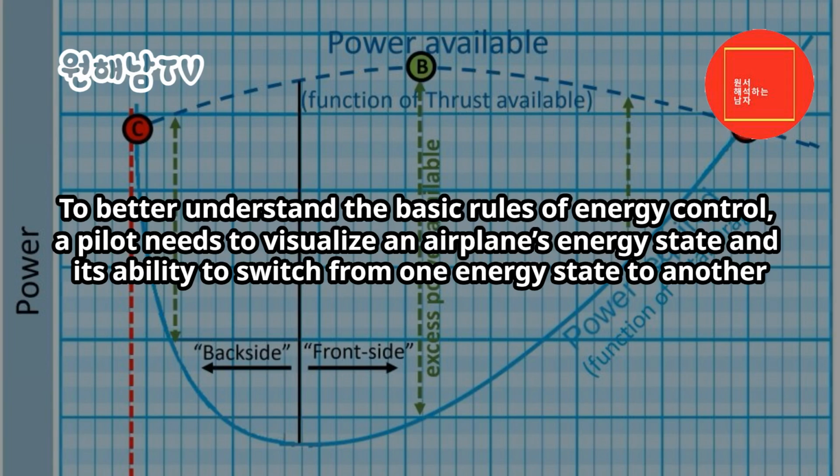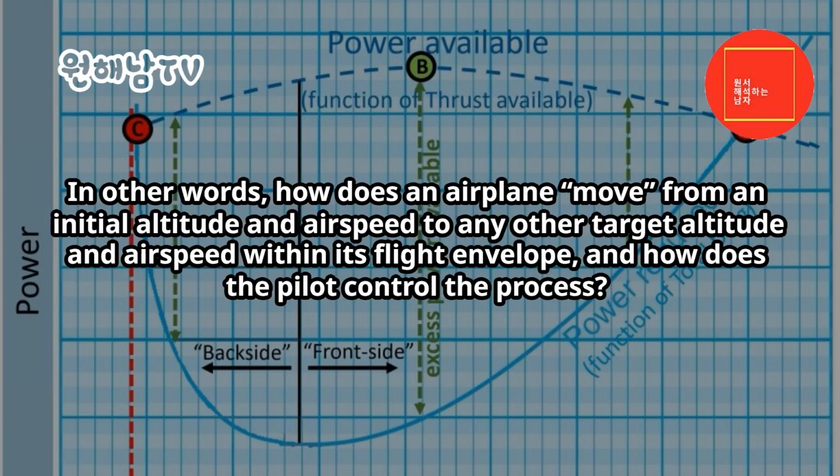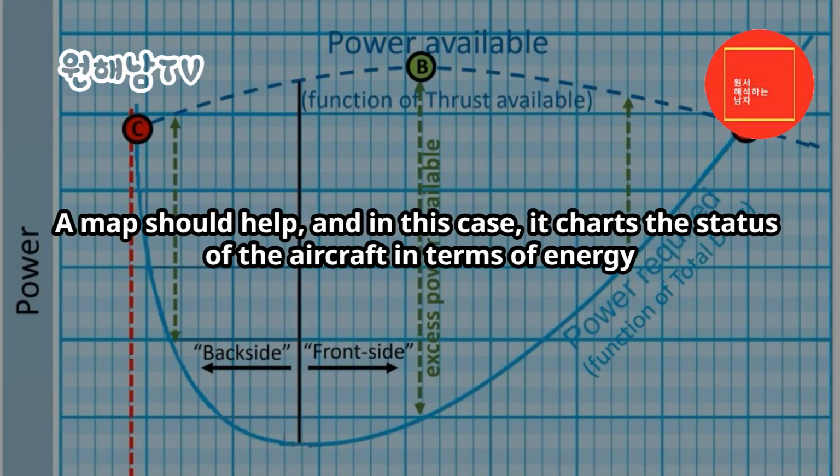To better understand the basic rules of energy control, a pilot needs to visualize an airplane's energy state and its ability to switch from one energy state to another. In other words, how does an airplane move from an initial altitude and airspeed to any other target altitude and airspeed within its flight envelope, and how does the pilot control the process? A map should help, and in this case, it charts the status of the aircraft in terms of energy.